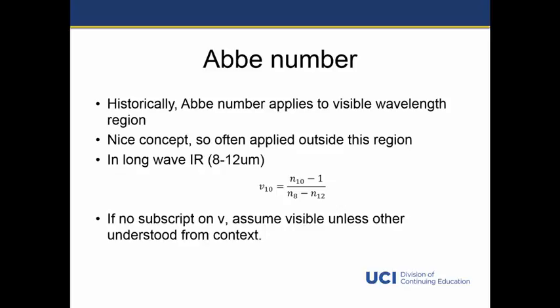If the new term doesn't have a subscript, such as the D I had on the previous page, you can assume you're talking about the visible wavelength region unless you can understand otherwise from the context. So for example, if you were reading a paper on infrared optics and they were talking about the Abbe number of germanium, you could readily assume they were talking about the infrared wavelength region, especially since germanium doesn't transmit into the visible wavelength region.